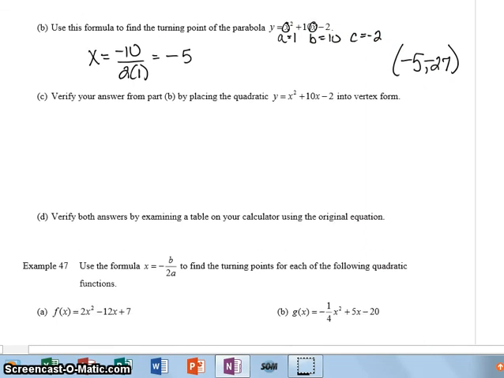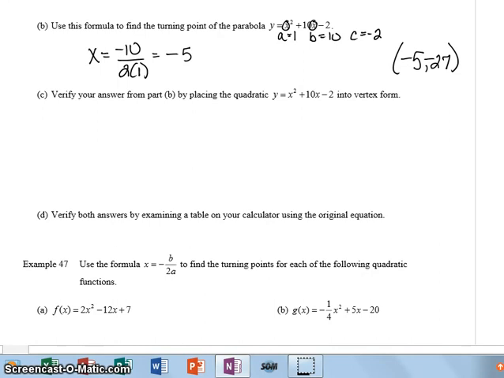Part C says verify your answer from Part B by placing the quadratic into vertex form. When you see the words vertex form, it means it wants you to complete the square. So now remember, x terms group together, so x squared plus 10x, and I move that 2 to the other side and I get positive 2. I keep forgetting the x here next to my b. It's 10x equals positive 2.